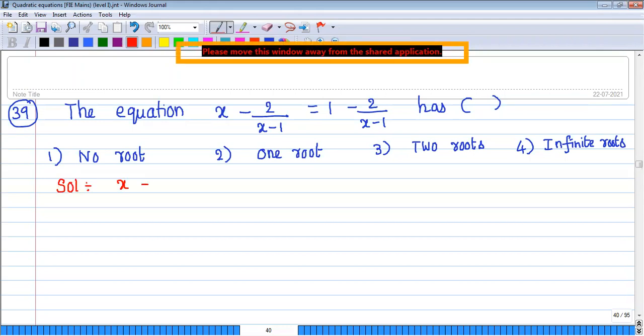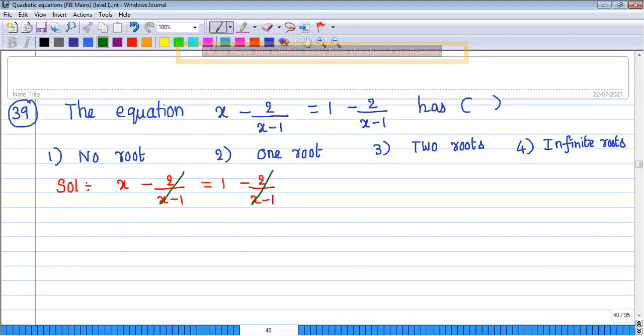If we transpose minus 2 by x minus 1, it will get cancelled. x minus 1 equals c. That means, what shall we do now? Both minus 2 by x minus 1 cancel. That implies we get x is equal to 1.